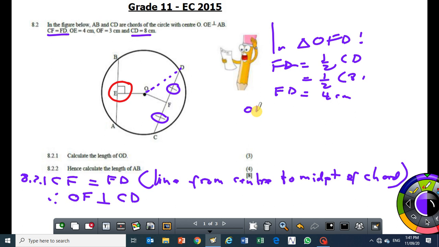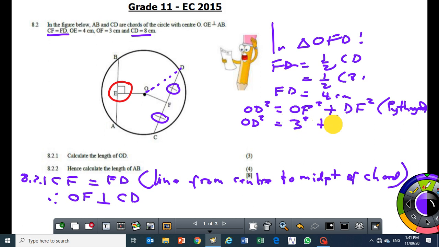So I'll say OD squared is going to be equal to OF squared plus FD squared. And here you must write the reason: it's because of the theorem of Pythagoras. Then your OD squared is the one you want. Your OF is given as 3, so that's 3 squared plus FD is 4, so you get 25 here, which means your OD is going to be 5 centimeters. And then you are done. So that's the first part.